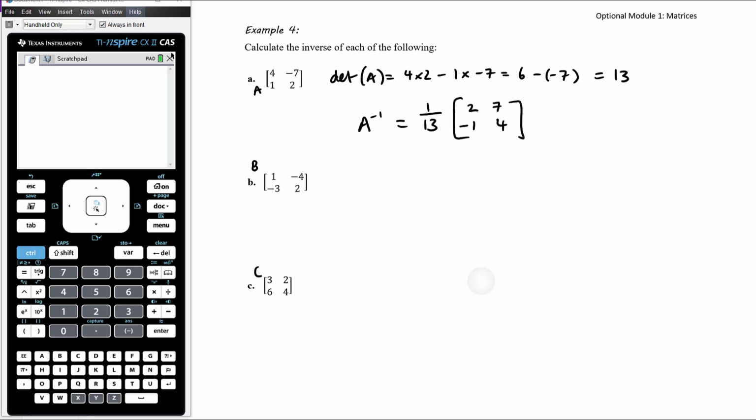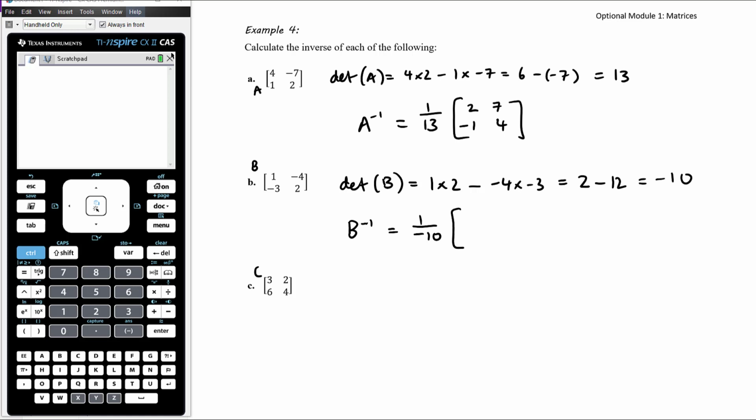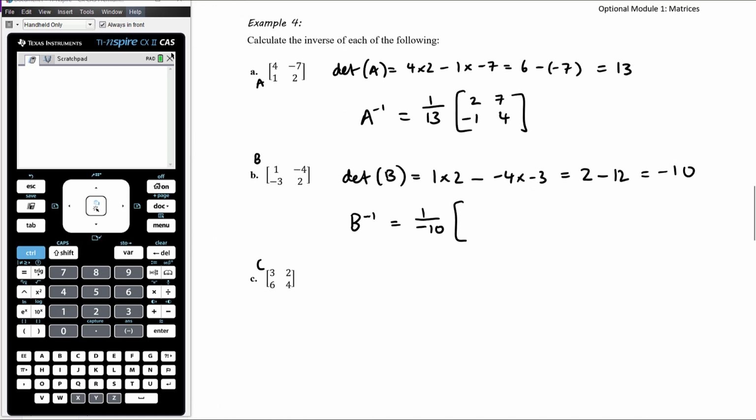Okay, B, so determinant of B, AD, so 1 times 2, minus BC, so negative 4 times negative 3. So that is 2 minus positive 12, so negative 4 times negative 3 is positive 12. 2 minus 12 is negative 10. So our inverse of B is 1 on negative 10, or negative 1/10. Swapping the numbers on the leading diagonal, so it becomes 2 and 1. Multiplying the other two numbers by negative 1, so they both become positive. And there is our inverse of B.